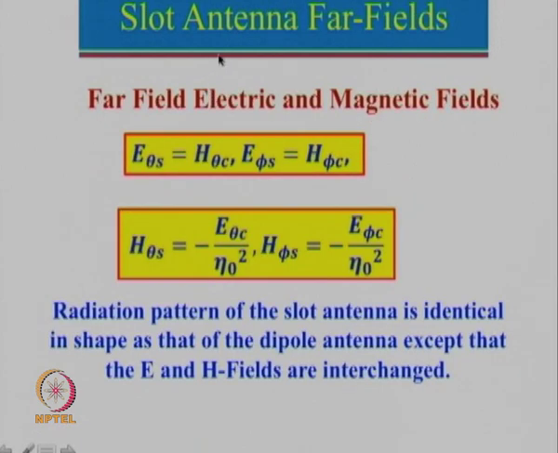Now, for the slot antenna, the far fields, electric and magnetic fields, will be exactly the same as for the dipole antenna, with only one difference: the E field will be replaced by the H field and the H field will be replaced by the E field. Other than that, everything remains the same.